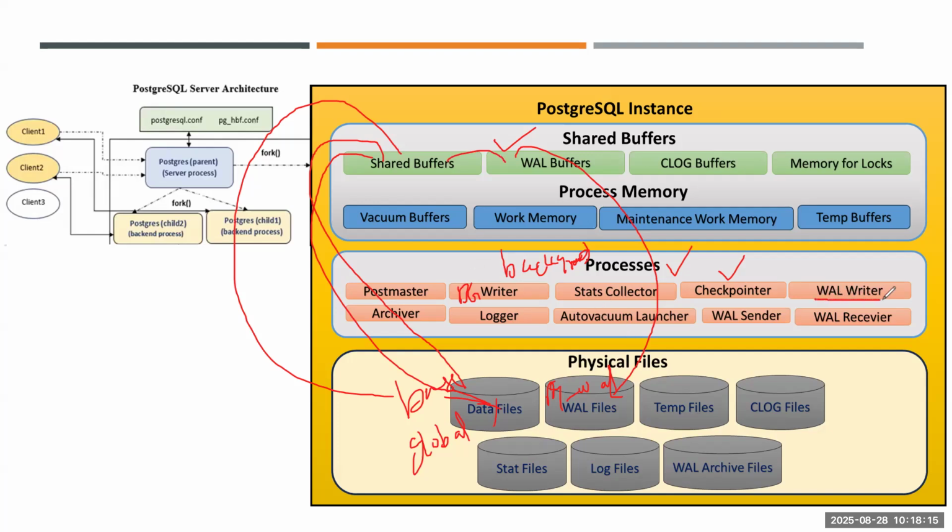There is a separate background process called the WAL writer. There is a separate WAL writer, which is writing the information from the WAL buffers to WAL files. From WAL buffers to WAL files, who is moving? Checkpoint is not moving. Background writer is not moving. The WAL writer is moving. Got it, everyone?